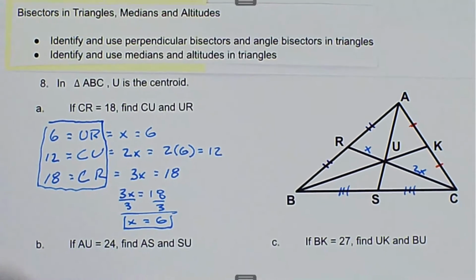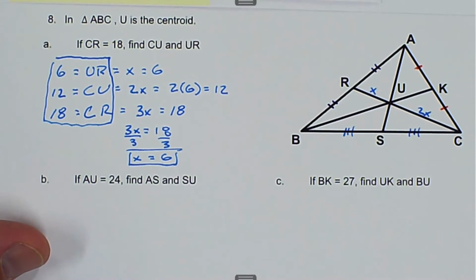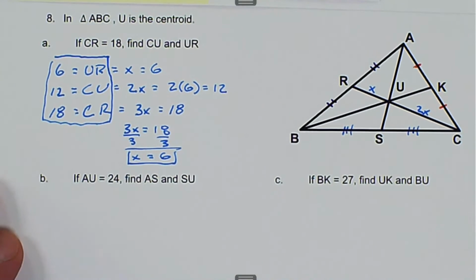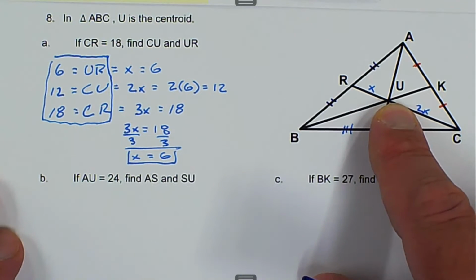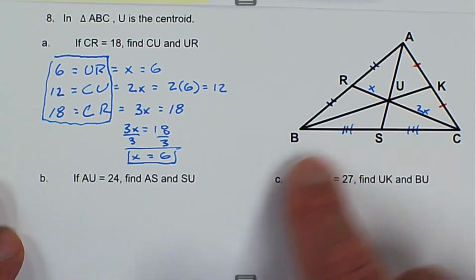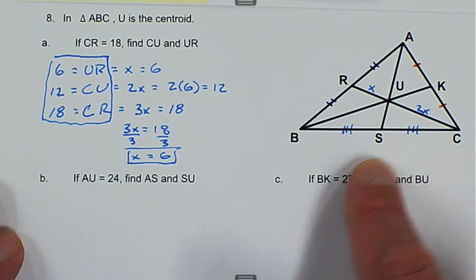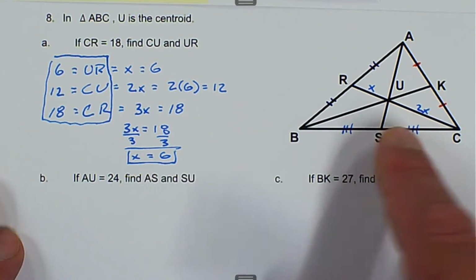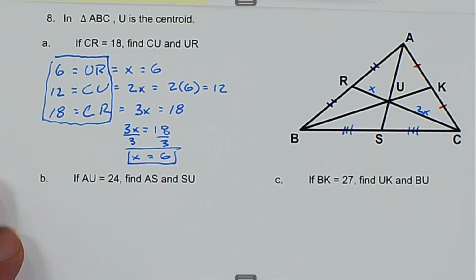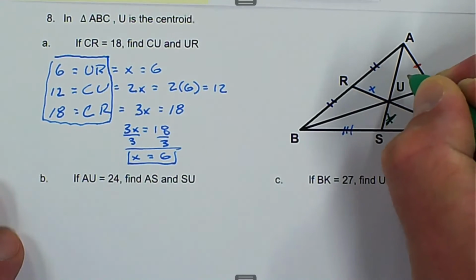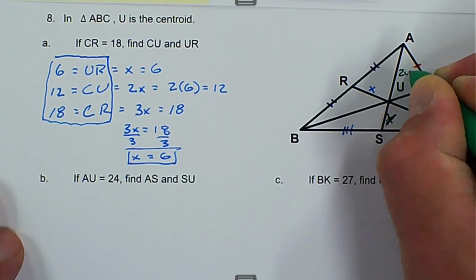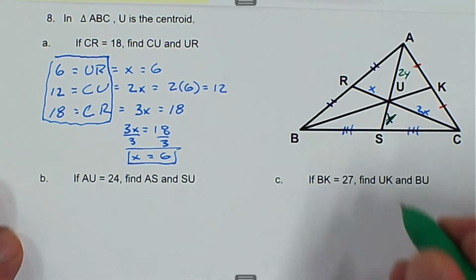And we can do that same thing for the other measurements here. Here it says AU is right there, is 24. And then it says find AS, which is the whole thing, and SU, which is the small part. So SU would be X. Oh, let's make SU Y. Let's change that to Y. So AU is going to be 2Y.